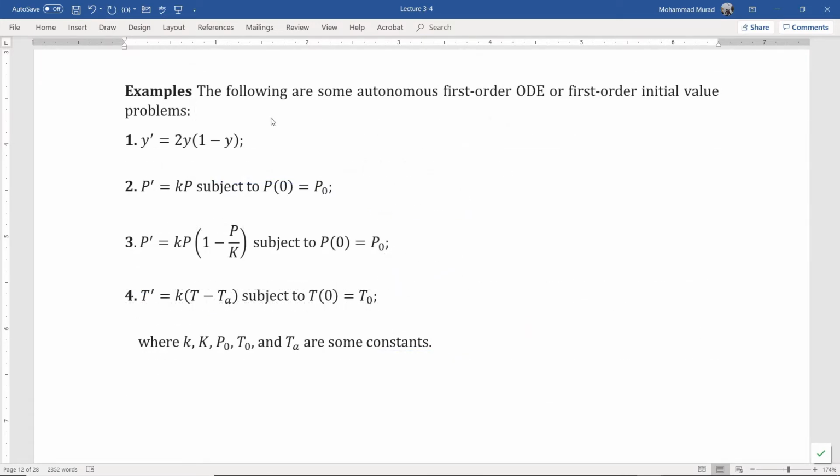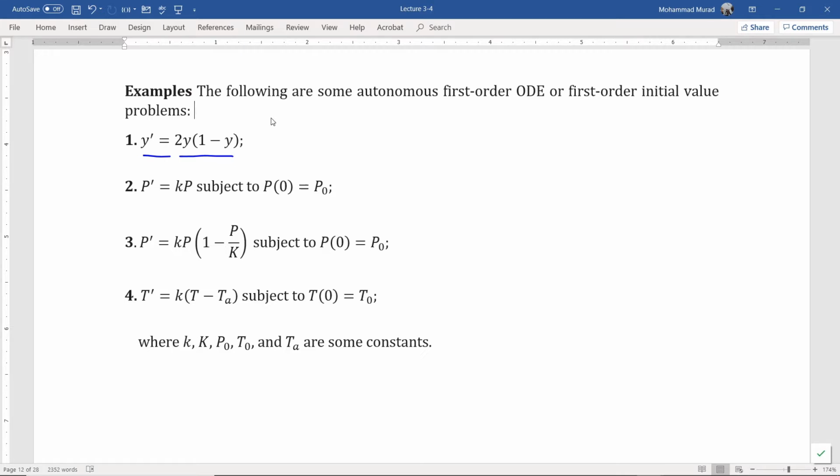Let's have a look at some examples. The following are some autonomous first-order ordinary differential equations or first-order initial value problems. Y prime equals 2y times 1 minus y. Notice the right-hand side of this equation depends only on y, not on the independent variable.